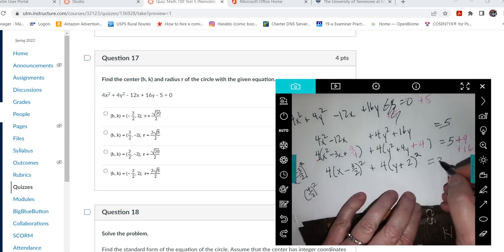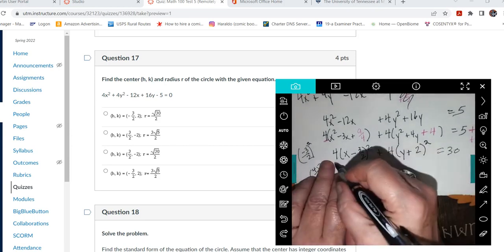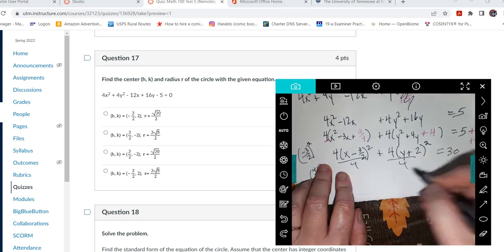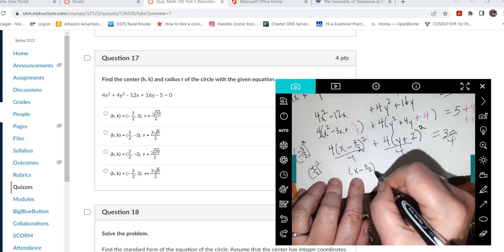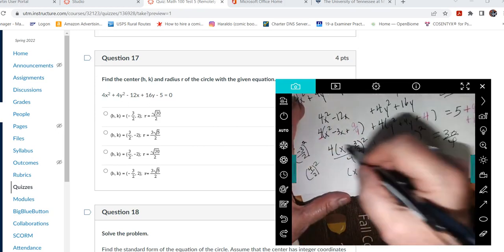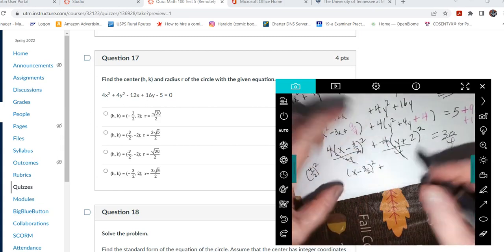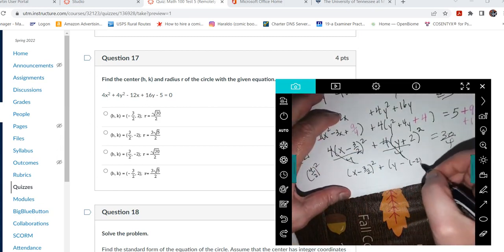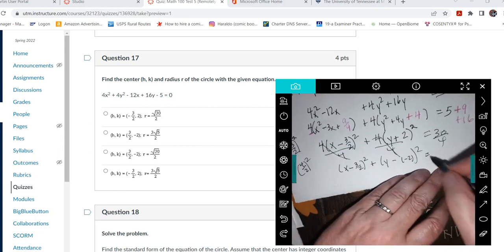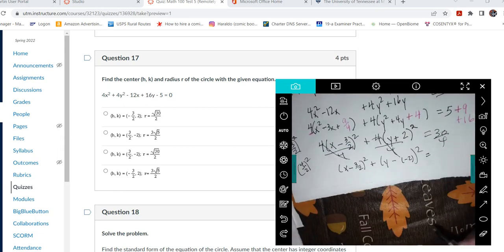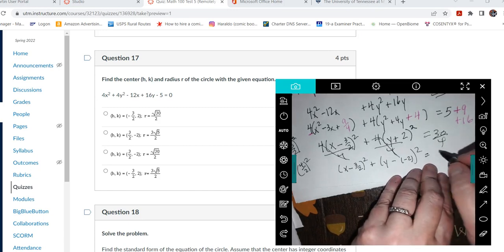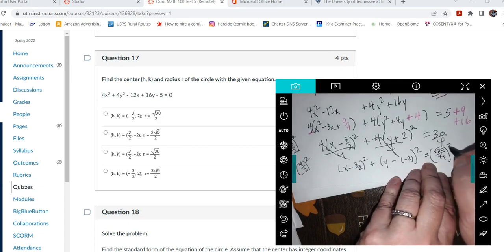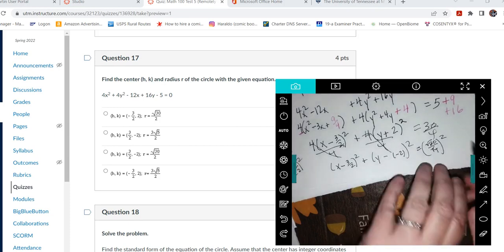Okay, I'm nearly there. All right, I can't have these 4s out the front, so I have to divide everything by 4. So I'm going to have x minus 3/2 squared plus y minus negative 2 all squared is equal to 30 over 4. That's going to be the square root of 30 over the square root of 4 all squared. And the square root of 4 is 2.